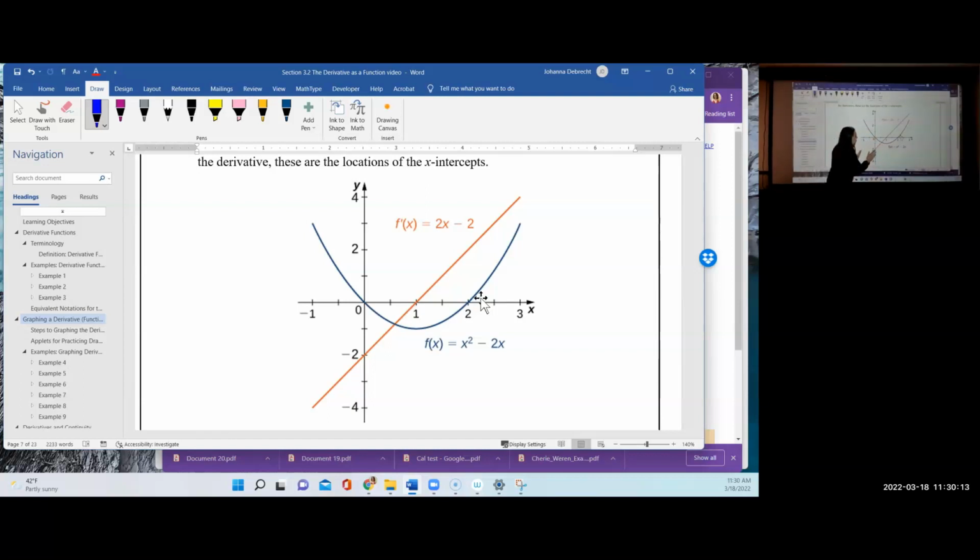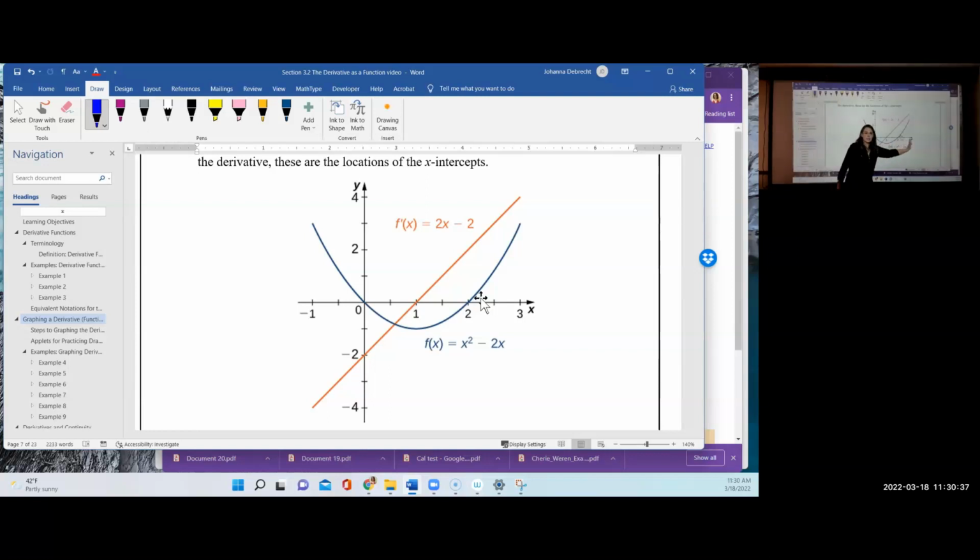So it comes up in a linear fashion and has an x-intercept directly above that point of relative minimum. A point of relative minimum or relative maximum will always correspond to an x-intercept on the graph of the derivative. Now let's keep going and let's look at what happens from the vertex to the right.